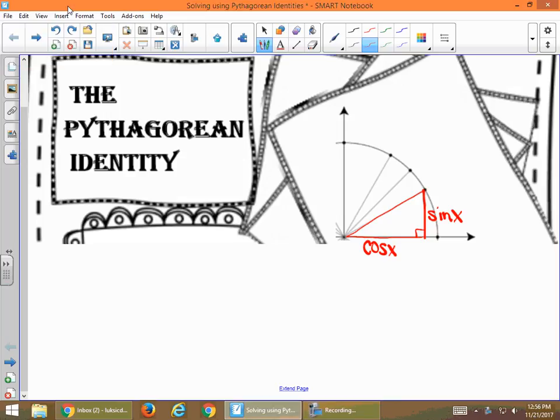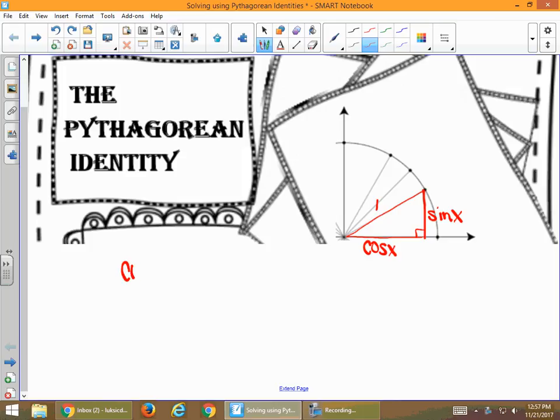So cosine is our x, sine is our y. What's the radius on our unit circle? 1. Always, right? All the way around, the radius of the unit circle is 1. So what we did was we are about to derive the Pythagorean identity that all of the others come from.